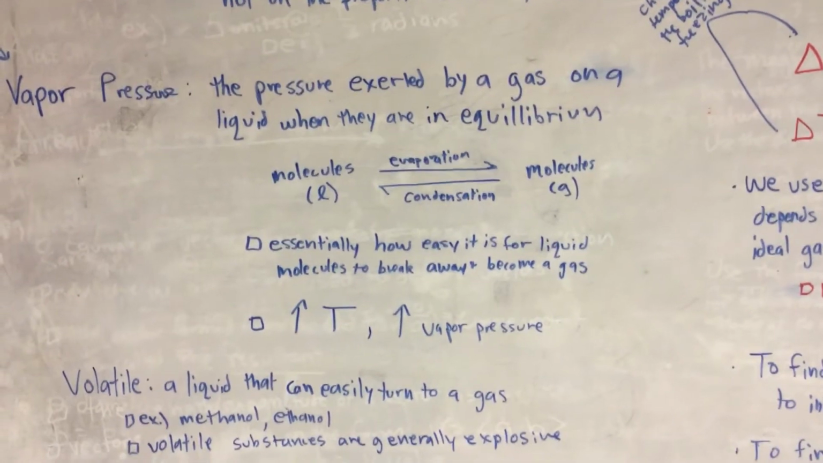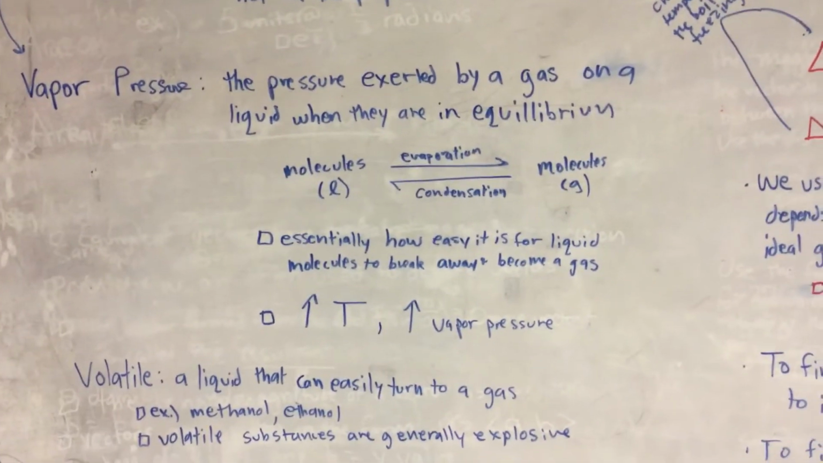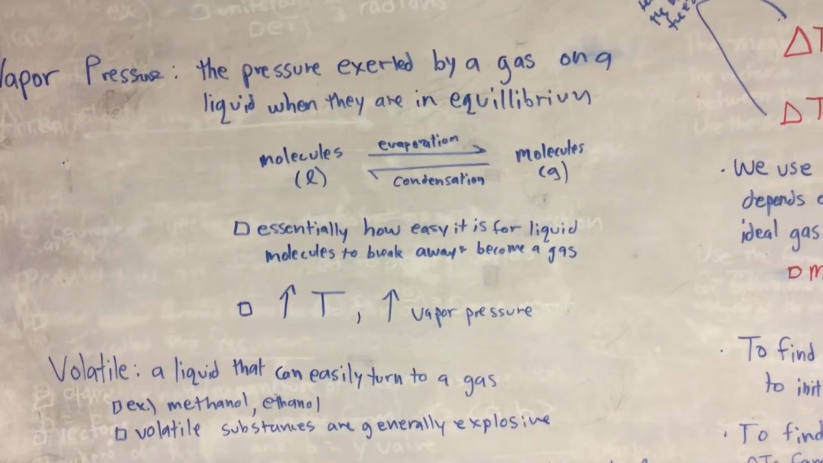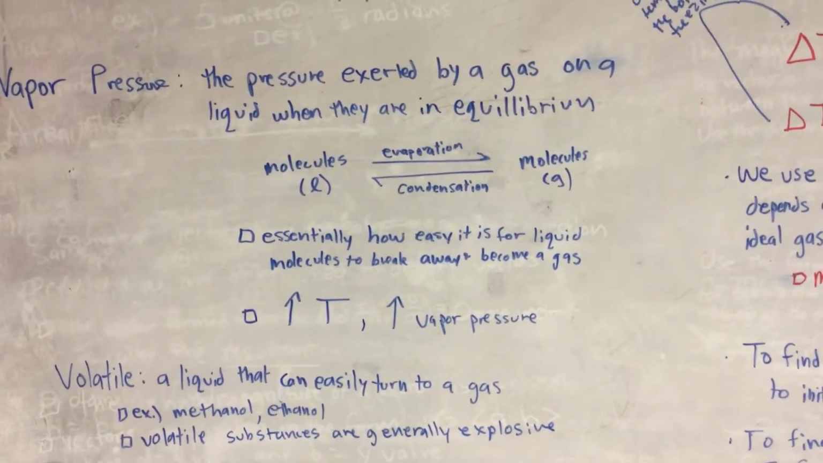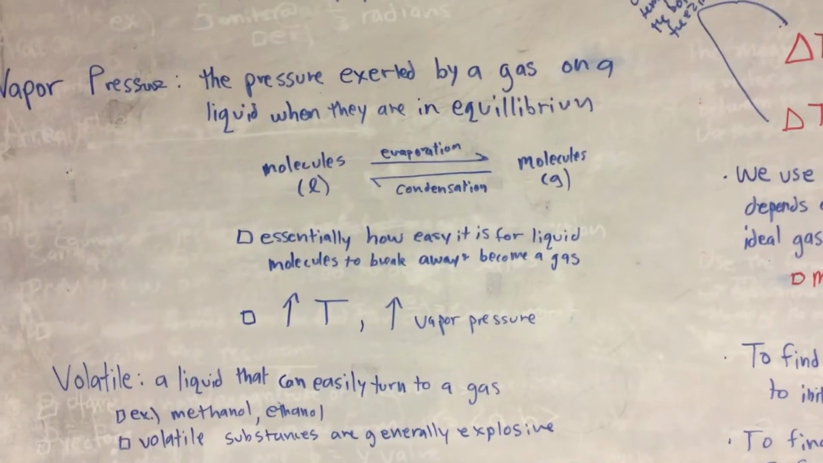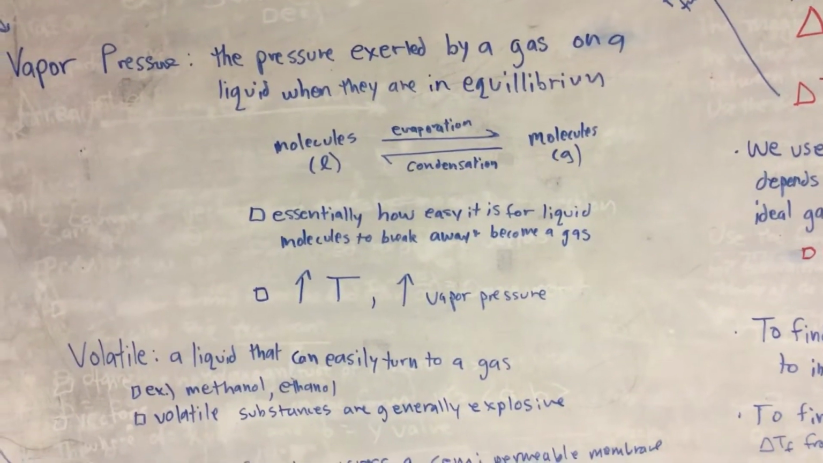So, another way of thinking about vapor pressure is essentially how easy it is for liquid molecules to break away and become a gas. The gas molecules are exerting a pressure on the liquid. The liquid molecules have to overcome that pressure in order to escape.